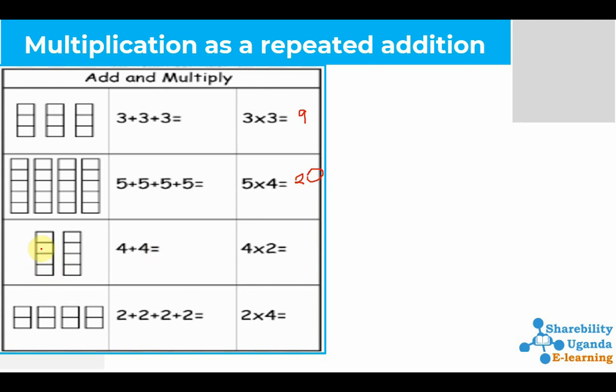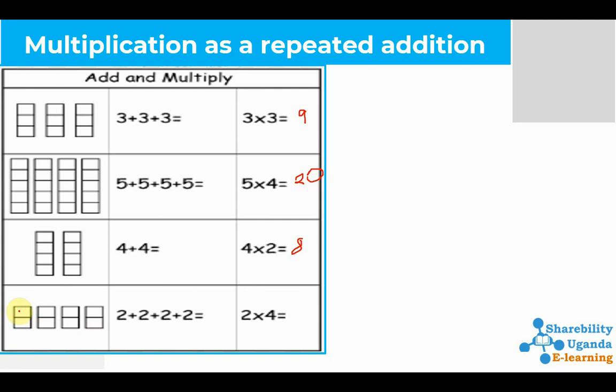There's also another one here. We've been given 1, 2, okay, but they're in 1, 2, 3, 4. This is 4 times what? 4 times 2, which is the same as 4 plus what? 4 plus 4. Okay, so here we shall be able to come up with our what? With our 8.